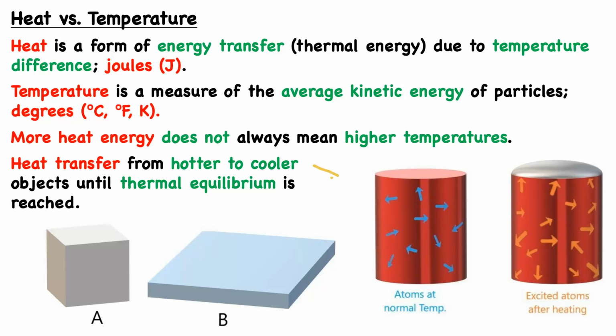Now, we can get a better idea of what's going on here through the image at the bottom right. Here in the left portion of the image, we see a container with atoms at normal temperature. So we can say room temperature, for example. Then, on the right, we have that same container with the same atoms, except now the atoms are excited after the container has been heated. So the average kinetic energy has increased, which is to say the temperature has increased.